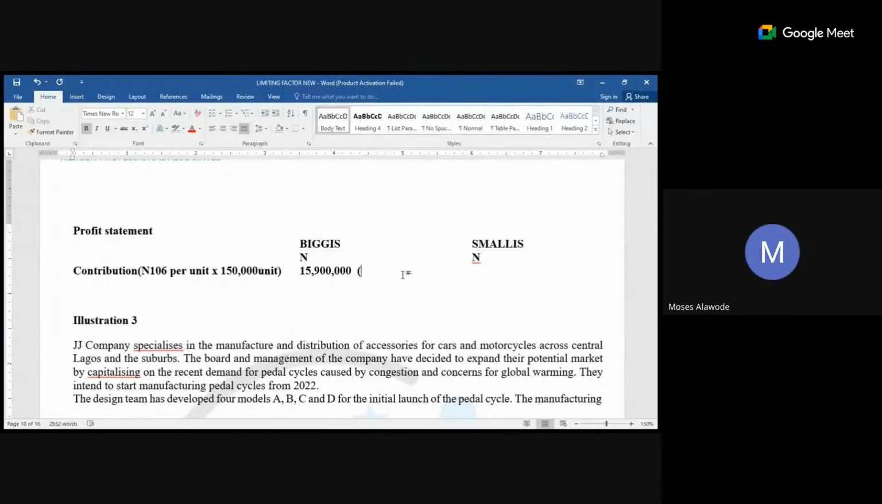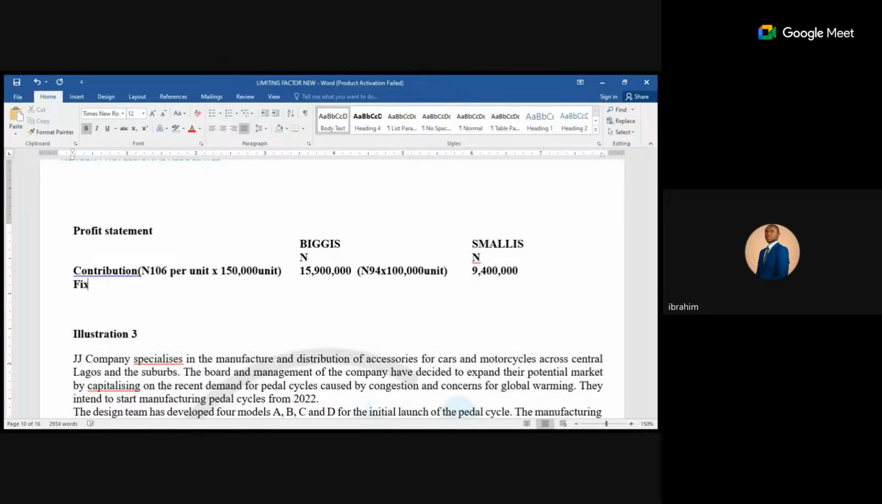That's 94 naira per unit, times the 100,000 units we will produce. So what do we have here? That's 94,000... 9,400,000. 9,400,000. So we have the fixed cost.